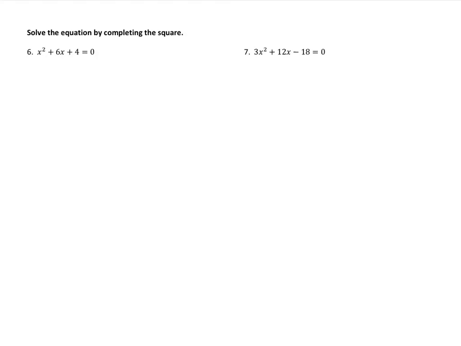Solve the equation by completing the square. So, see how you have this plus 4 here? 1 times 4 is 4. Is there anything that multiplies to 4 and adds to 6? No, so you can't factor it. So, get rid of the 4.